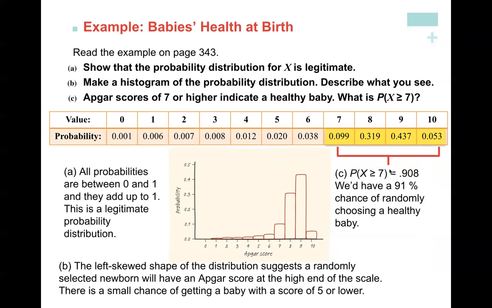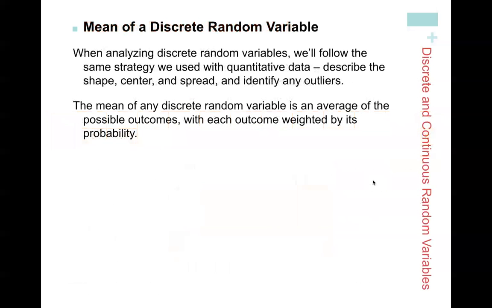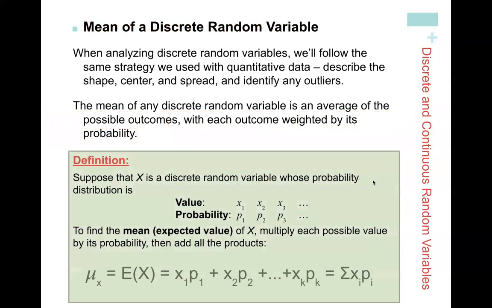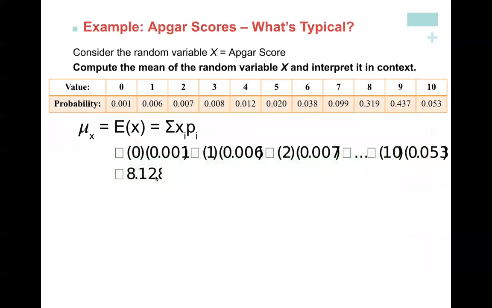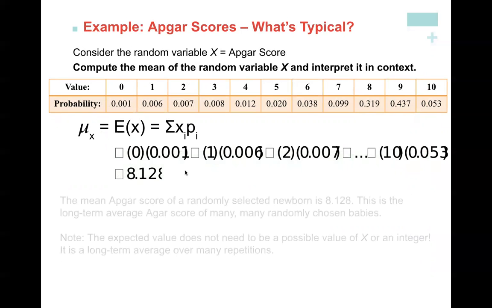So when you do that calculation on your calculator, you're going to find that the mean of that distribution is actually 8.128. Sorry about the messed up slide. It just got degraded somehow. But when you do this, this times this plus this times this plus this times this, et cetera, you're going to get a mean, or an expected value, of approximately 8.128.